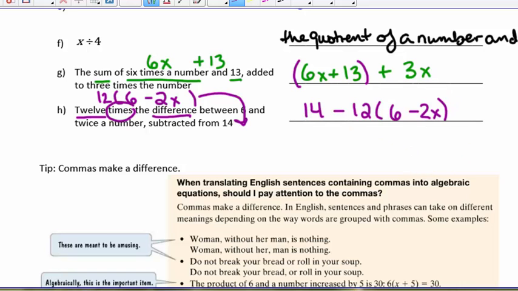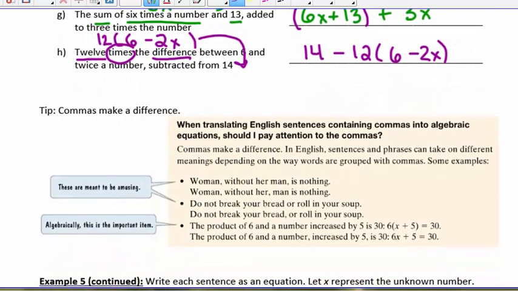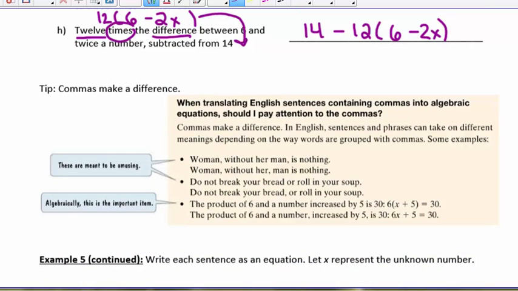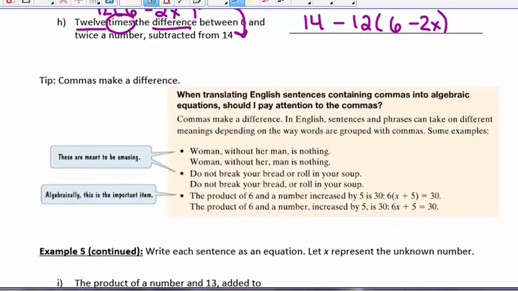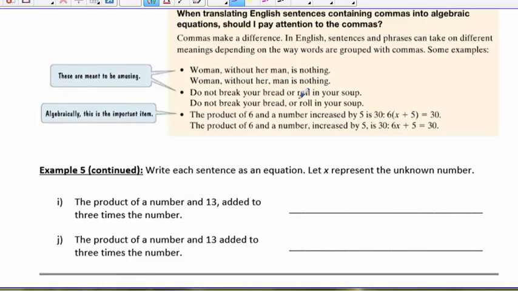Okay. Commas can be tricky, especially when, what do I do when there is a comma versus when there is no comma? Okay, so let's look at some of these right here. Some of these English ones are amusing. Woman without her man is nothing. Or woman, without her, man is nothing. Okay, so there's a difference in those, so we read those with where the comma placement is, where you put the pause.